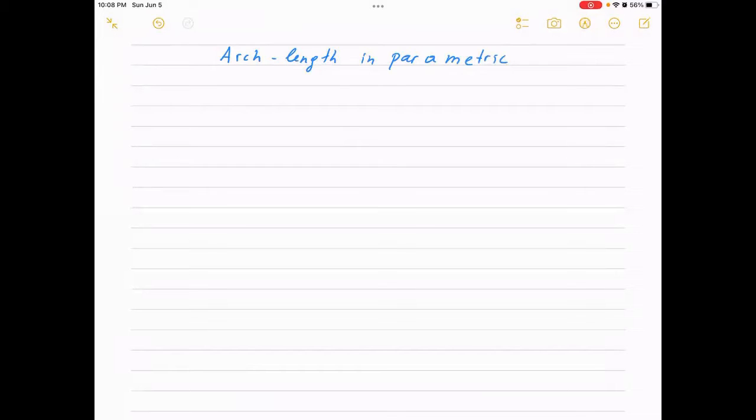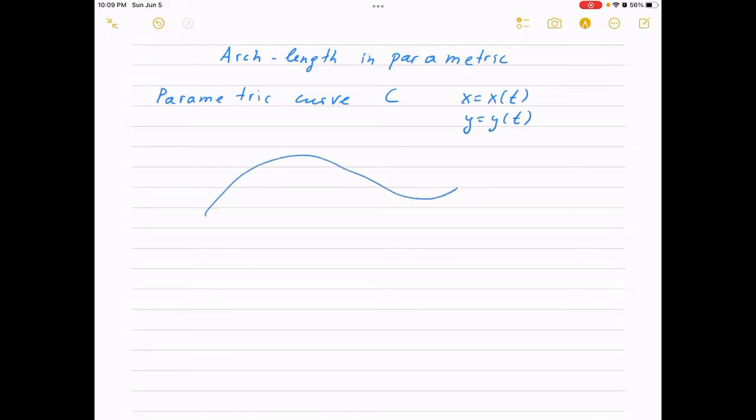Arc length and parametric. So we have the following situation. We have a parametric curve C, and it's given to us by its parametric equation, x equals x of t, y equals y of t. So a graph might look something like that.